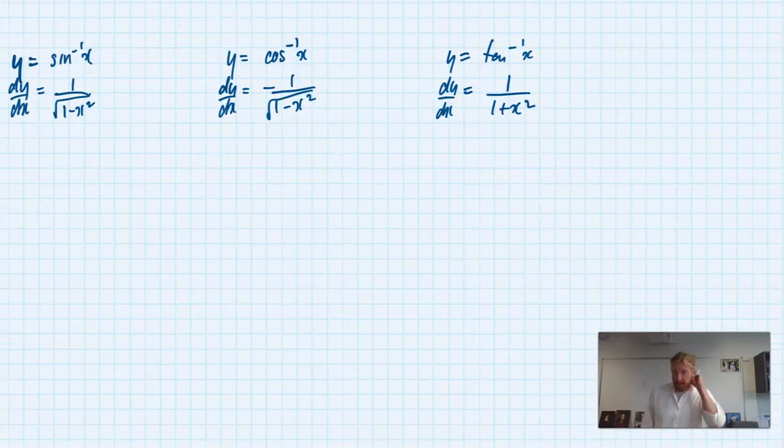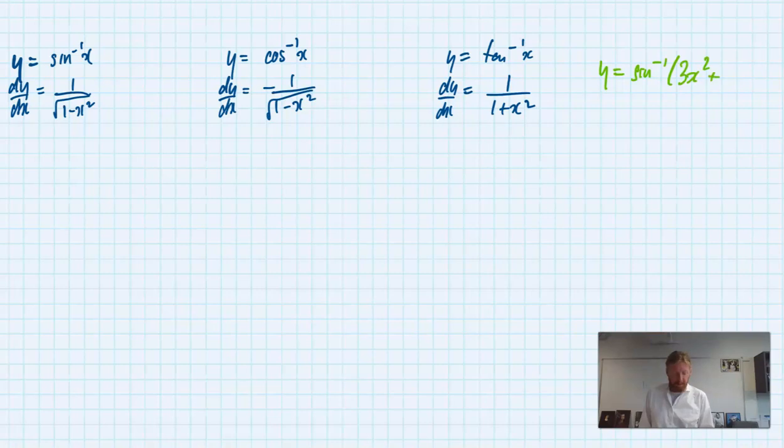Right, now I've got these 3 derivatives. I'm just going to open it up for the general case, if I have any functions. Okay, what if I've got y equals sine inverse, oh geez, I don't know, 3x squared plus 2. Some function in there. So again, you can probably see from the previous videos what will happen. I'll just do it for the first one.